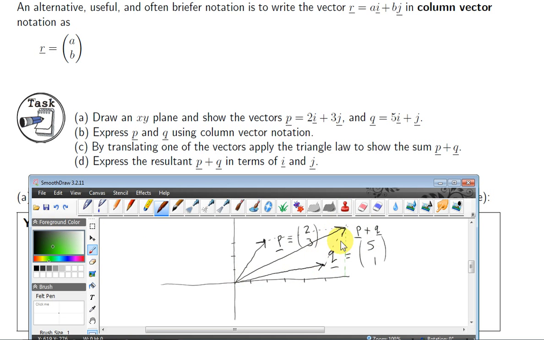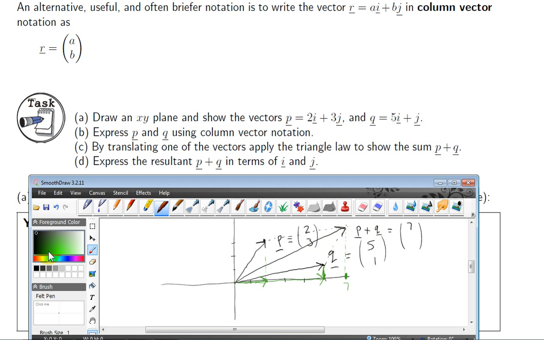Okay, so let's get this value here. Well, actually that's the same as summing the x component or i component of q with the i component of p. So that's equal to 5 plus 2, which is 7. So the x or i component of p plus q is 7. So as a column vector, 7 appears on top.